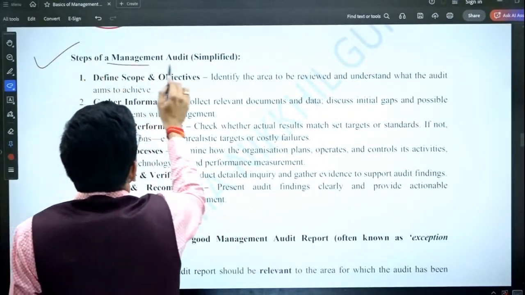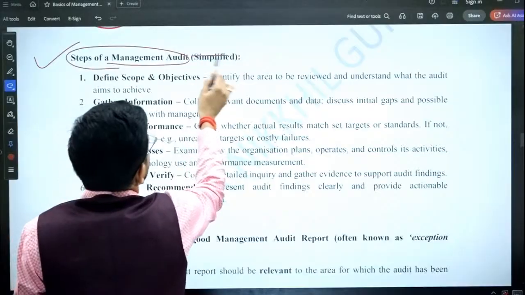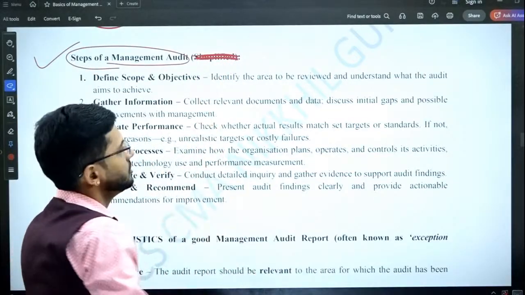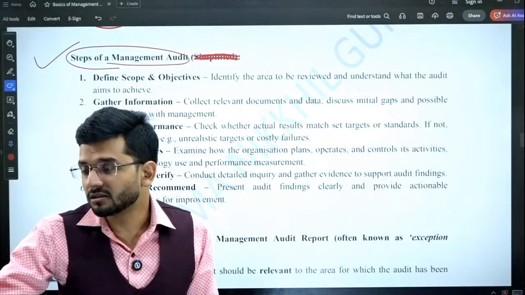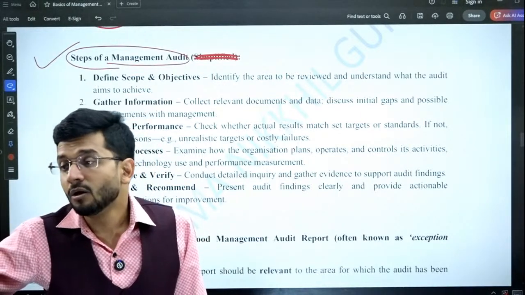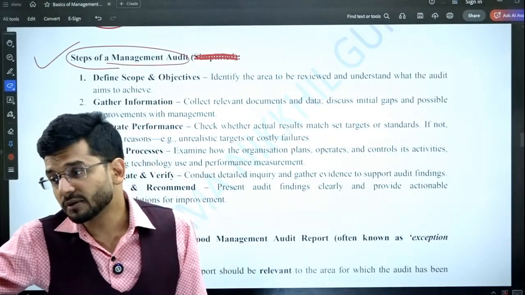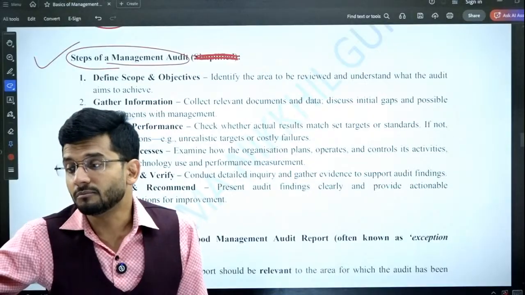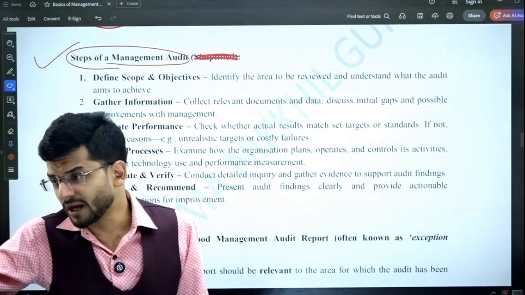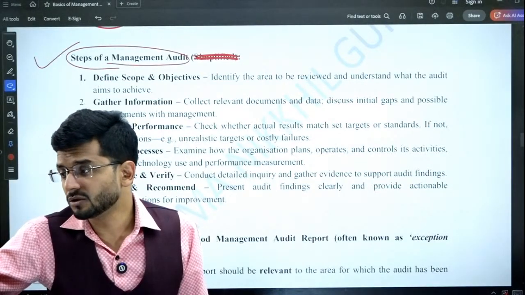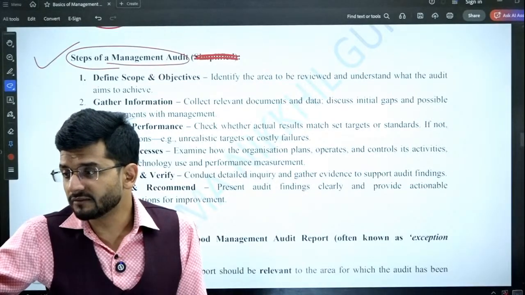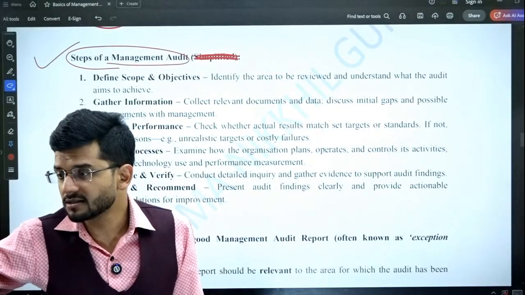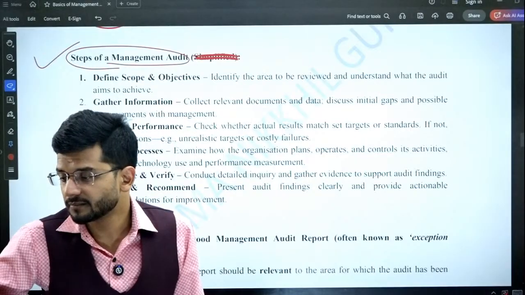So these are the steps of management audit. What are the steps which any management audit shall typically comply with? Although this is not etched in stone, because these steps can vary from auditor to auditor. You can have your own set of steps. So this can vary, but the typical management audit will contain these steps. So what are the steps of management audit?